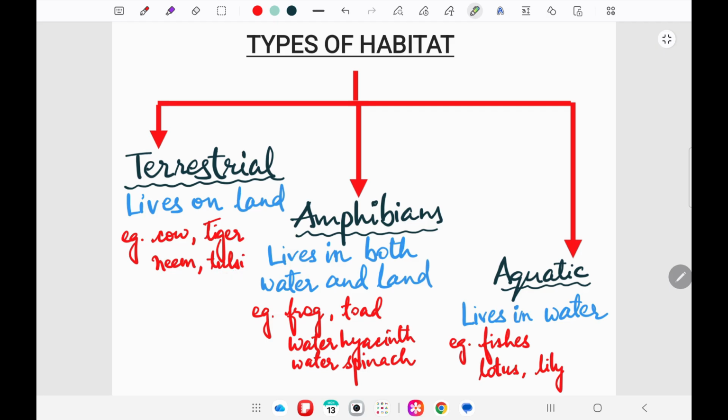We spoke about the aquatic animals. They are those animals which live in water. Examples of animals which live in water are fishes, and examples of plants that live in water are lotus and lily. Next we talked about the amphibians. They are the organisms that live both in water as well as on land. Examples are frog and toad. Examples of plants that live in water are water hyacinth and water spinach.